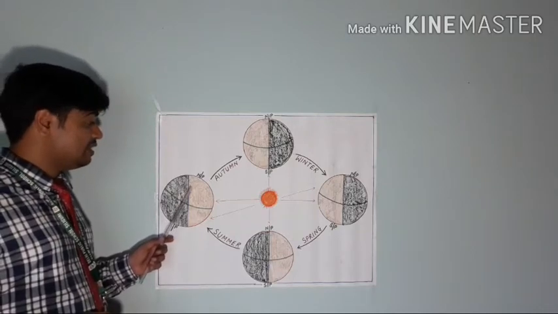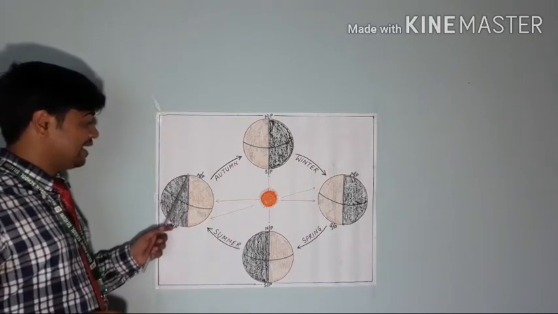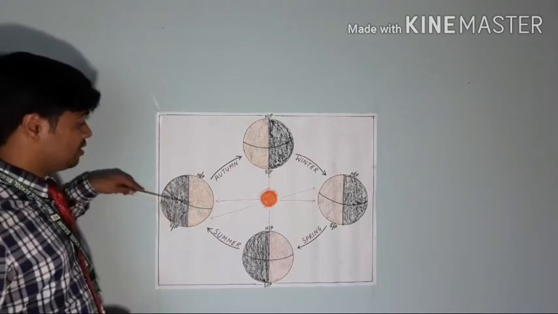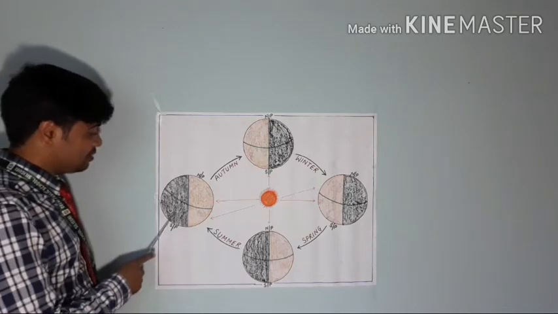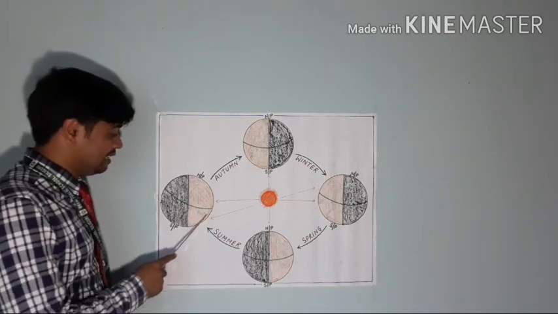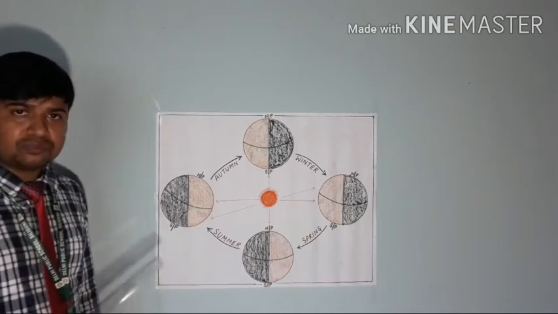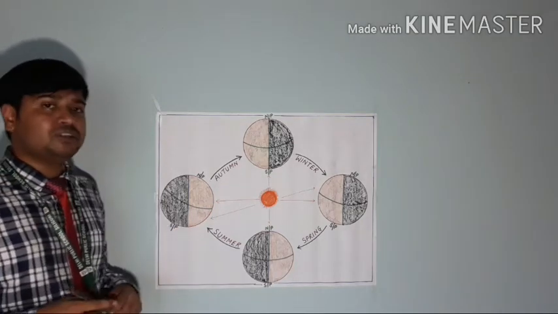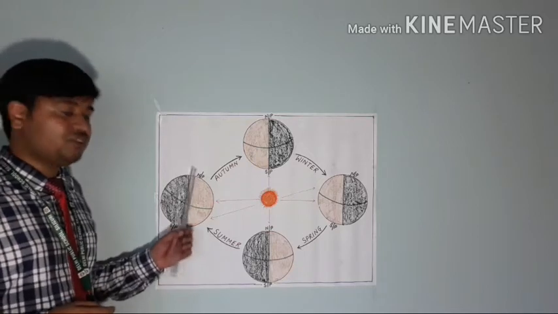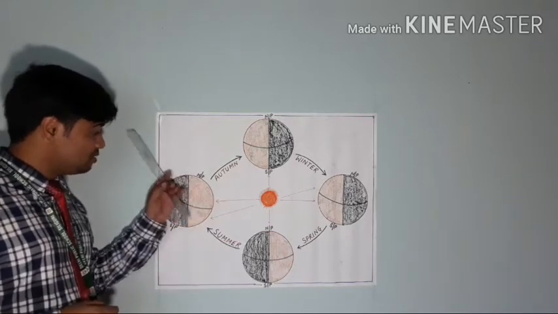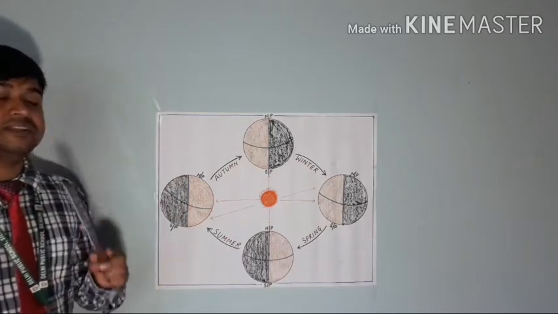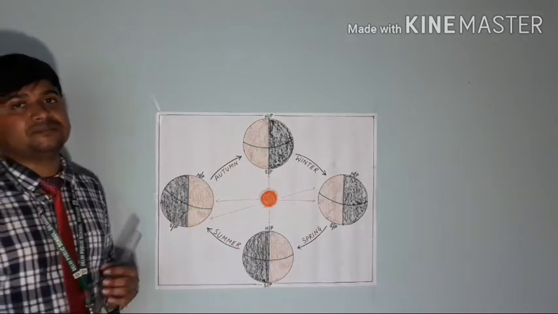During this time, length of day is maximum and length of night is minimum in northern hemisphere, and in southern hemisphere length of night is maximum and length of day is minimum. That's why during the month of June and July we have summer in northern hemisphere, whereas the opposite season we have in southern hemisphere, because it is away from the sun.